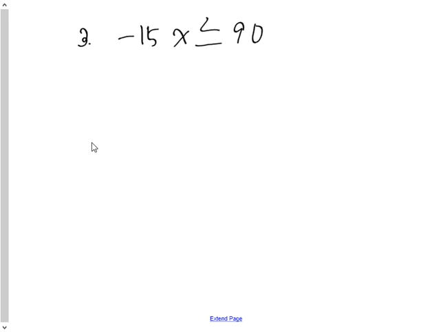Okay, these are questions from section 9.2 on solving single-step inequalities. The first question says negative 15x is less than or equal to 90. And it says, what process would you use to solve this inequality?